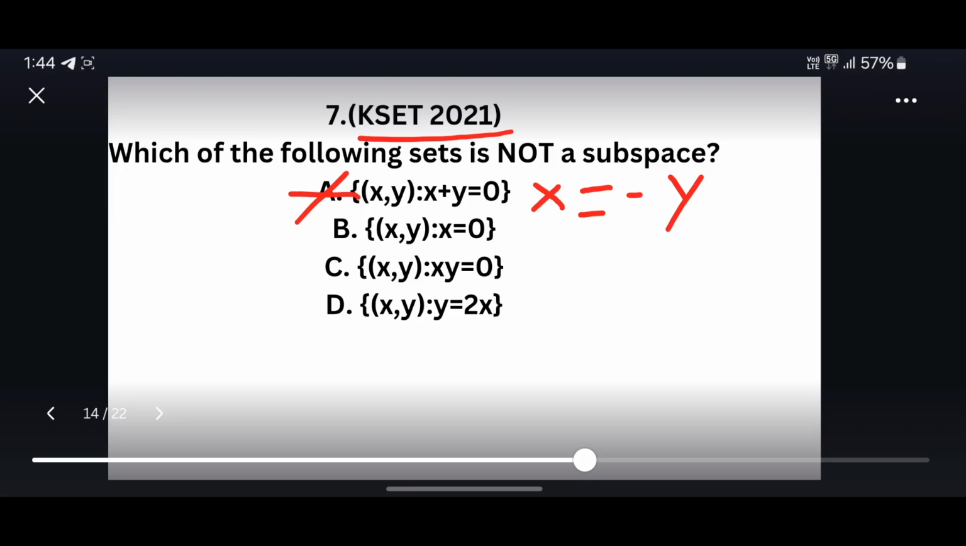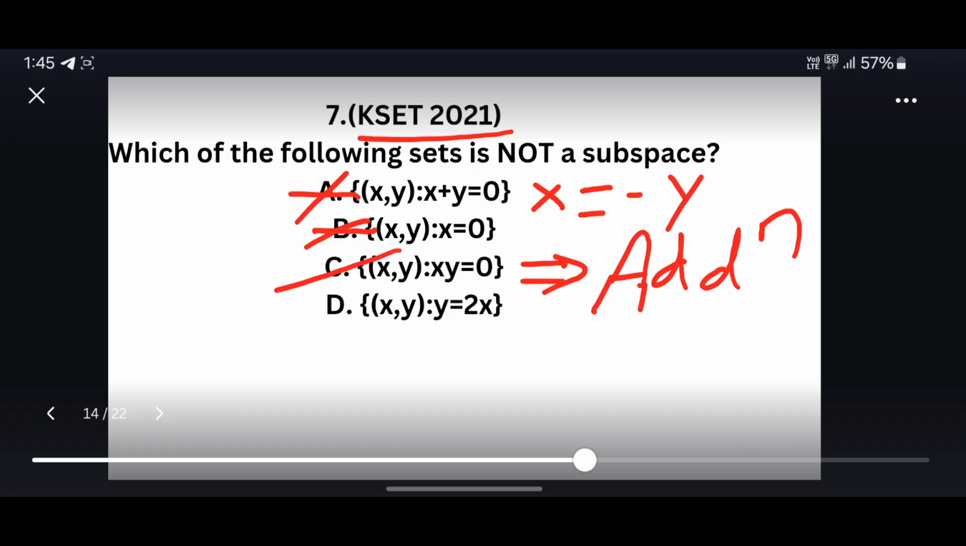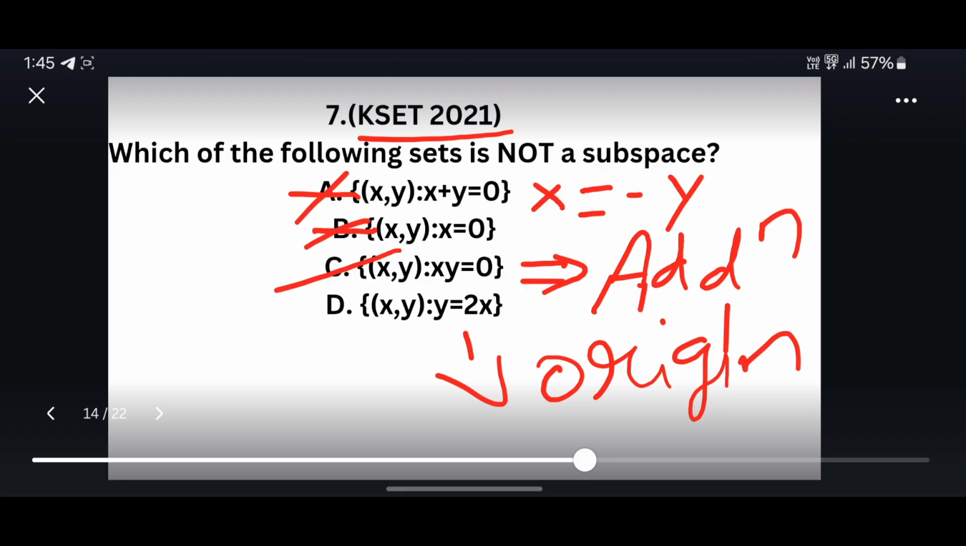And what about x equal to 0? X equal to 0 is the y axis, which is also a line passing through the origin. So this is also a subspace. Next, x comma y with x into y equal to 0. This does not satisfy closure under addition. Closure under addition is not satisfied, that's why this is not a subspace. Y equal to 2x is also a line passing through the origin. Y minus 2x equal to 0 is a line passing through the origin. So option C is a subspace. Understood? Can I go to the next MCQ?